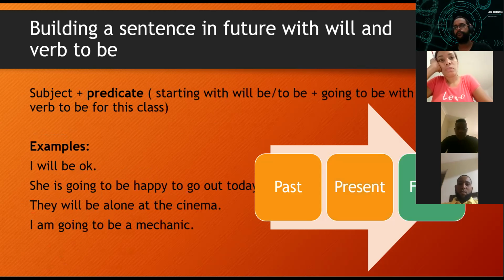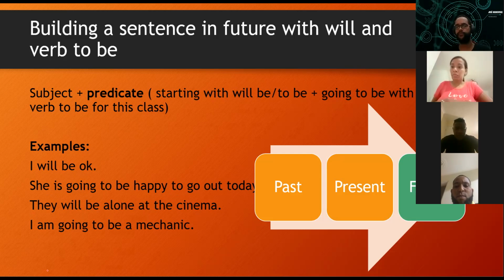So let's continue. Now we are going to be talking about the future. Something good about the future is that there are two different ways to build the future. We can say will be, or we can use the verb to be, which is is, or are, and then we can add going to be.